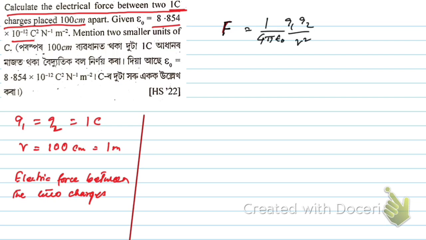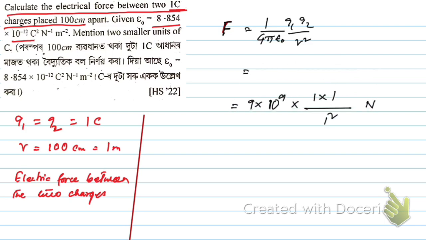Here though the value of epsilon naught is given, we know the value of this 1 by 4 pi epsilon naught. So instead of putting epsilon naught is equal to 8.854 and then again putting the value of 4 pi, that's going to be very lengthy. As we know the value of this quantity, we're going to write directly 9 into 10 to the power 9. Q1 is 1 coulomb, Q2 is also 1 coulomb, R square is nothing but 1 meter, so 1 square. So this is force in Newton. You can add one more step here.